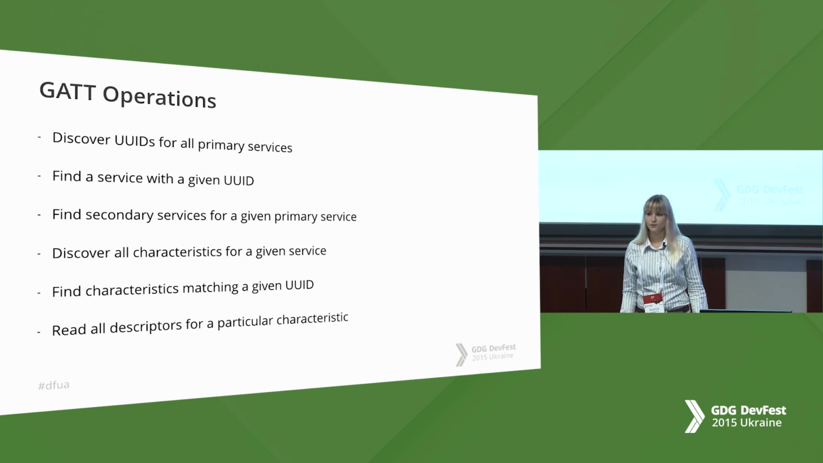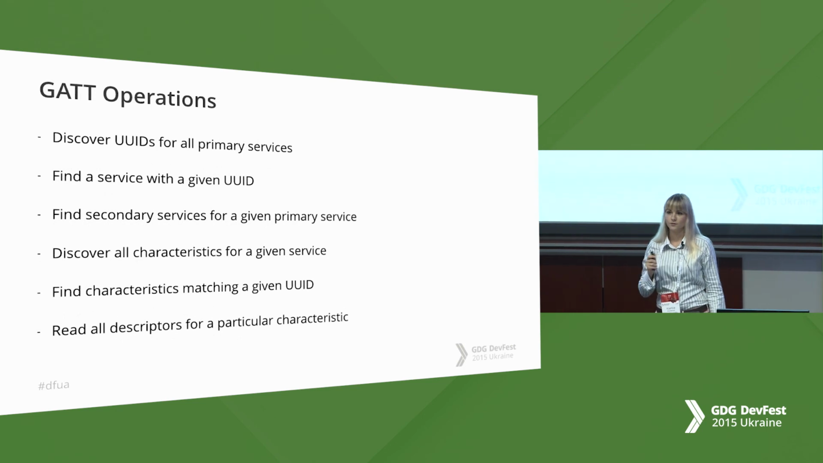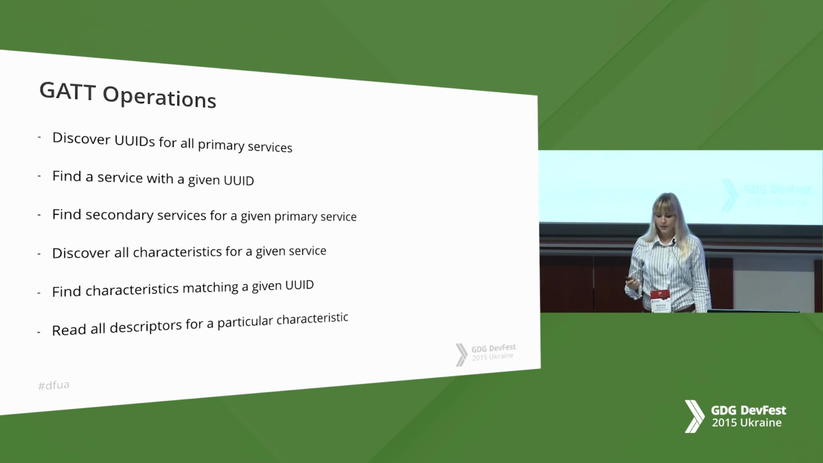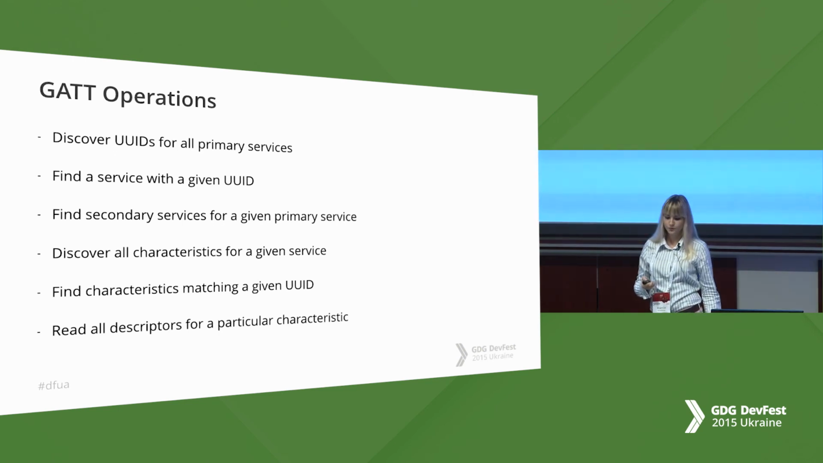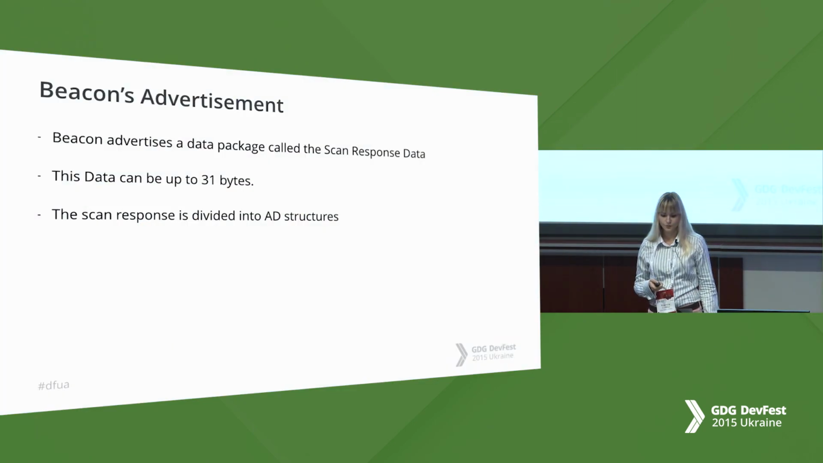So what are basic GATT operations? It's discovering devices with all UUIDs, discovering devices with specific UUIDs, and discovering UUIDs with some filters. And if we find some services as matched, we could find some specific characteristics by a filter. And let's look how it works on Android.